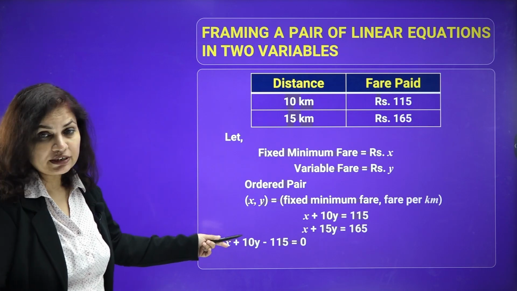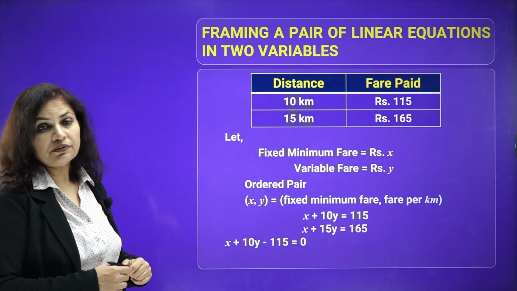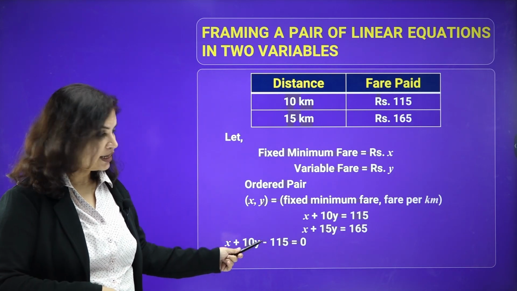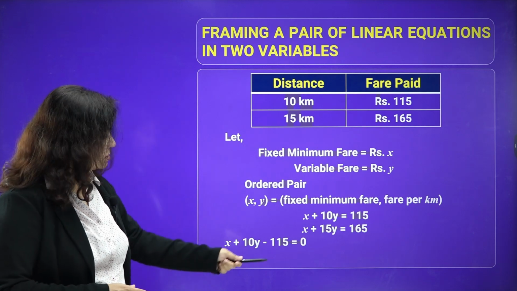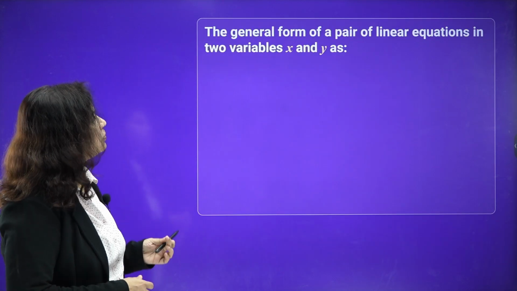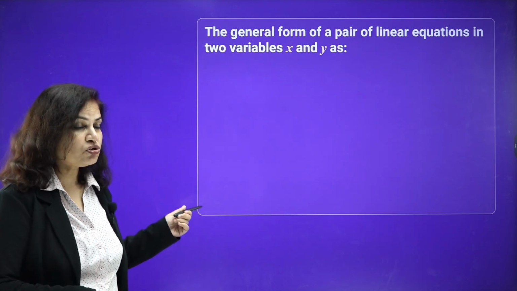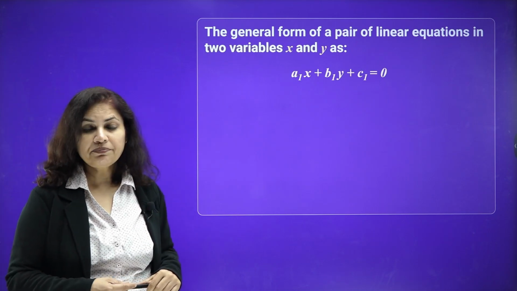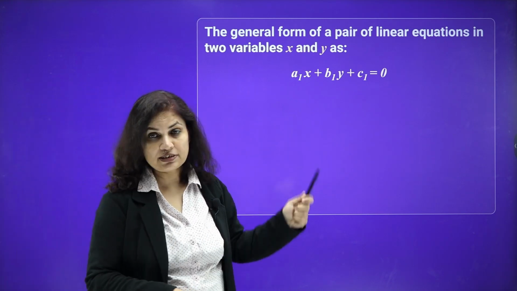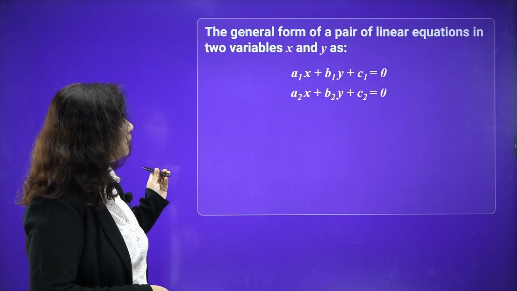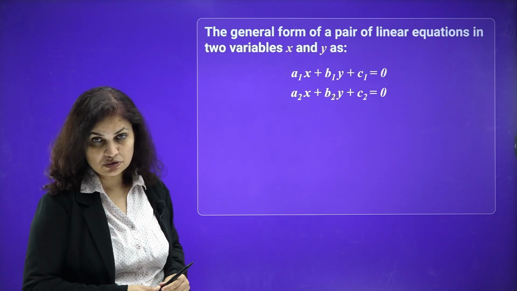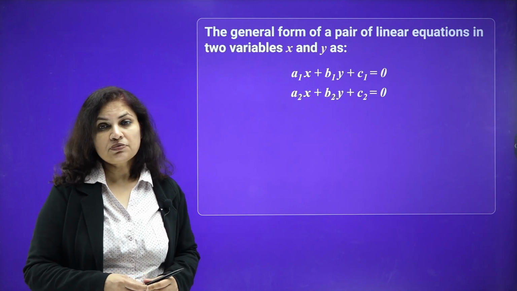If I write it in a general form, writing all the values on the left hand side and putting the right hand side equal to 0, this is the general form of a pair of linear equations. So, the general form of a pair of linear equations in two variables x and y is given by a1x plus b1y plus c1 equal to 0, where a1, b1, c1 are all real numbers. And the second equation is a2x plus b2y plus c2 equal to 0, where again a2, b2 and c2 are real numbers.